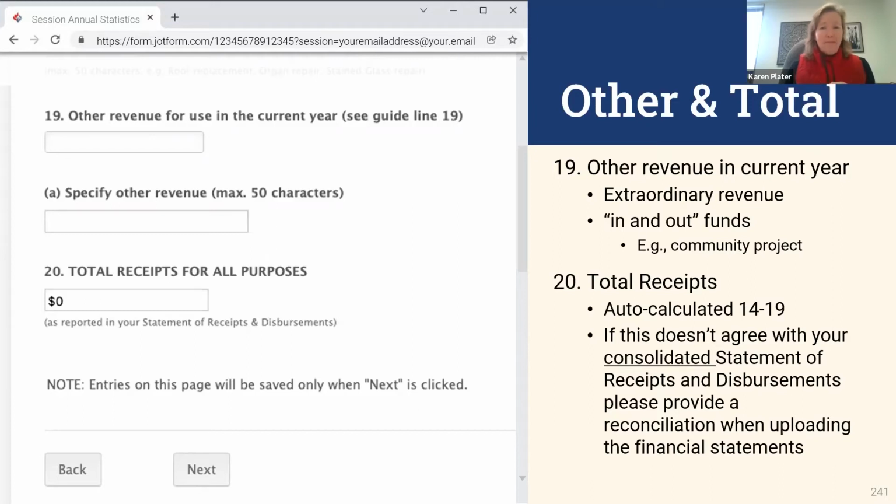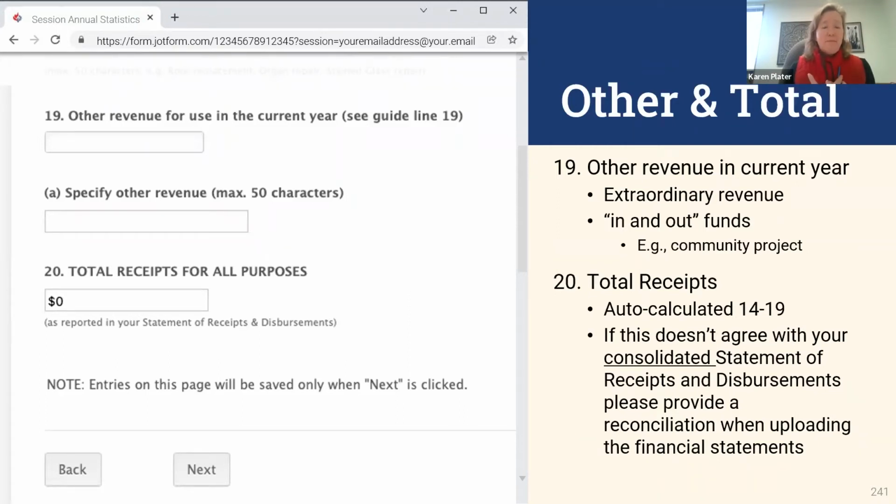This is going to add up, and hopefully if you're using the PDF, it'll add up correctly, but definitely on mine, it will add up. All the receipts for all purposes. So it's line 14 to 19. And this gives us the idea of the overall expenses of the church, and that gets reported in the statistical report, and it gets reconciled with your financial statements.